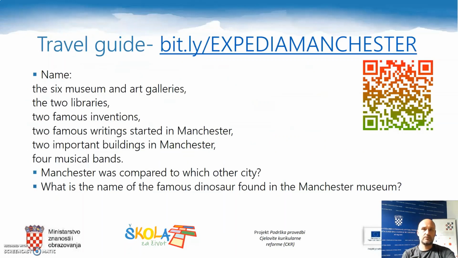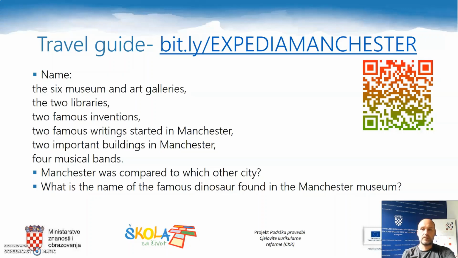So what I would like you to do is follow the link and the QR code and watch a video, a travel guide video about Manchester. While watching the video, I would like you to name the 6 museums and art galleries mentioned, the 2 libraries, 2 famous inventions, 2 famous pieces of writing started in Manchester, 2 important buildings in Manchester, and 4 musical bands.